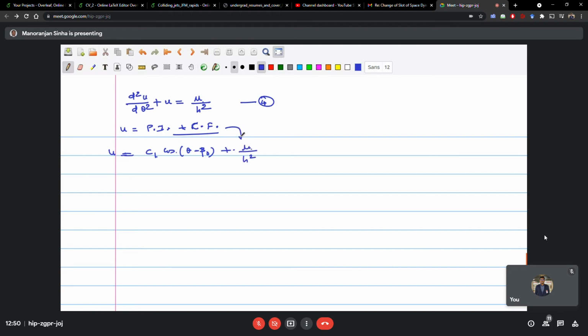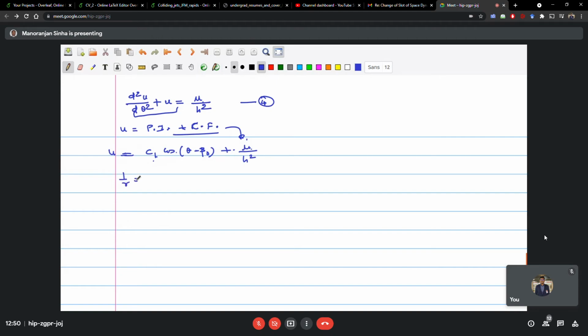The complementary function is mu by h square, and the particular integral is c1 cos(theta minus beta 0), because the left-hand side is a harmonic function. You can see that the complementary function satisfies this equation. If you put it on the left-hand side, it becomes equal to the right-hand side. And this we need to rearrange.